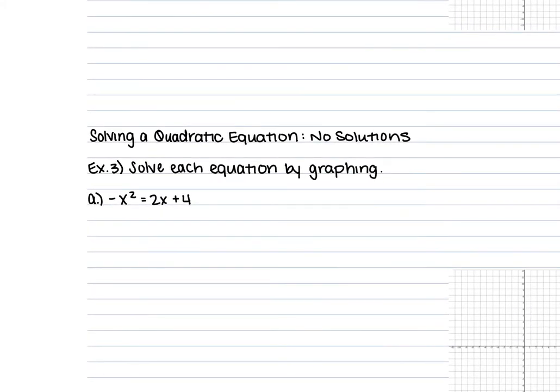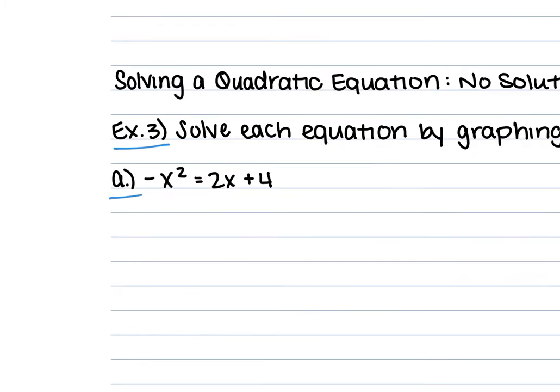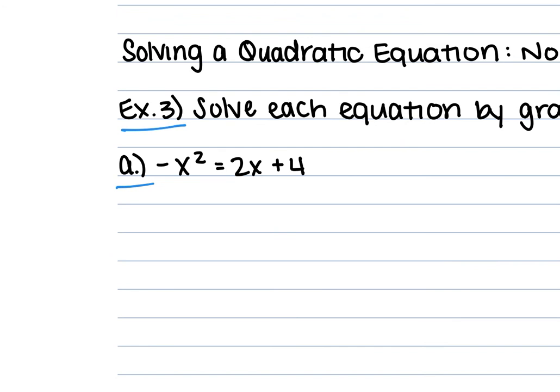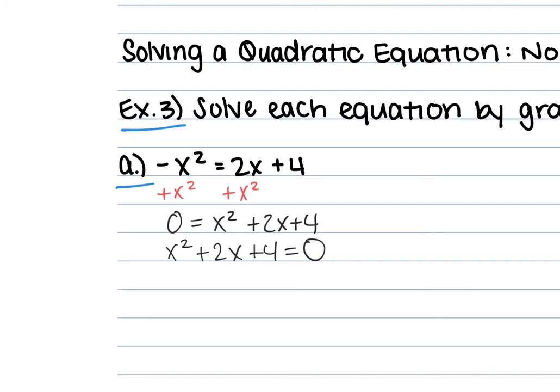So we're gonna do this example where it says no solutions, example 3, letter A. Same thing, we have to make sure that one side of the equation is equal to 0. For this one, you could totally subtract 2x from both sides, or you could subtract 4. I personally would just add x squared to both sides. It makes things a little bit easier. So we get 0 on the left equals x squared plus 2x plus 4. Now, if we're being picky, standard form does have the 0 on the right-hand side, so you should rewrite it as x squared plus 2x plus 4 equals 0, okay?